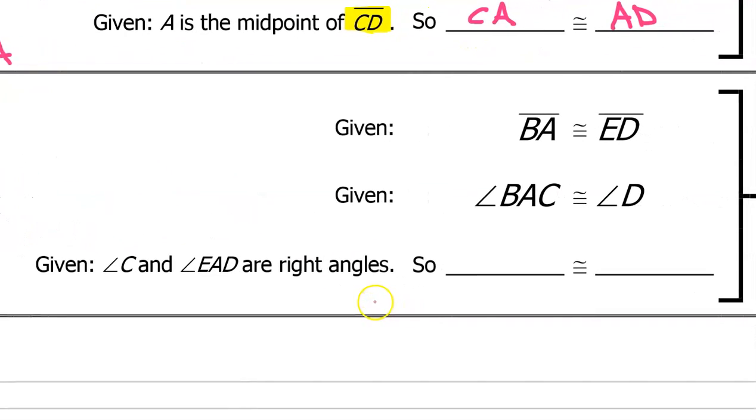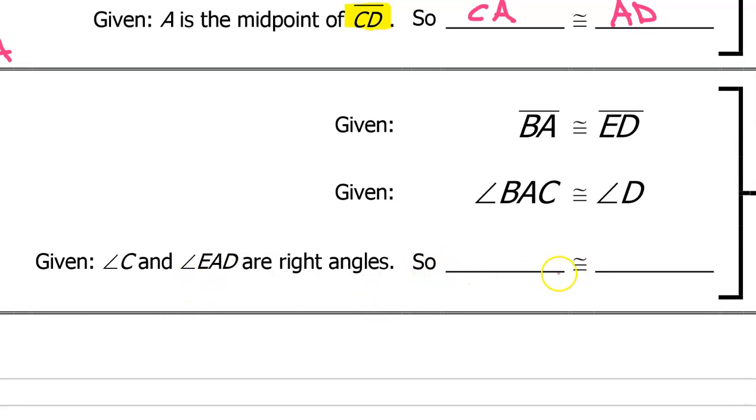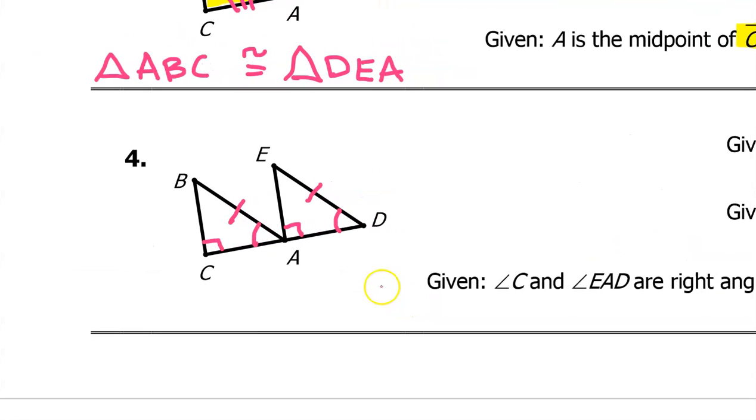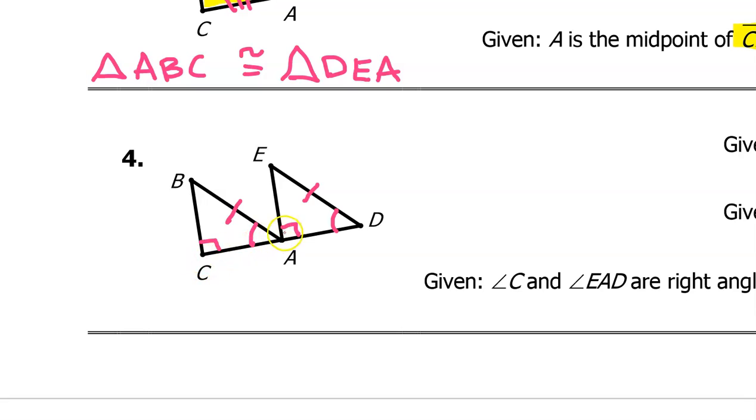So when you're given two right angles, you automatically know that they are congruent. So this is not a trick. If angle C and angle EAD are right angles, that means, guess what? Angle C is congruent to angle EAD. Which makes sense. They are both right angles, so of course they are congruent. Now, this is enough information for us to say why the two triangles are congruent.